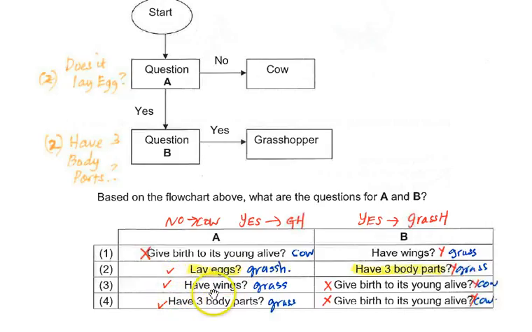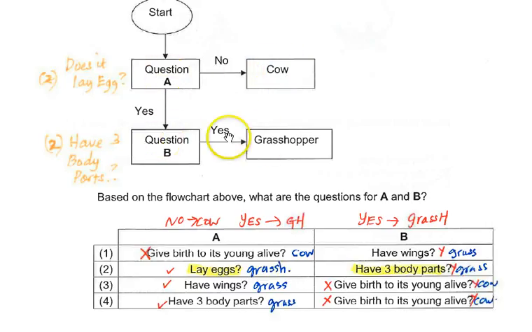But to confirm whether 2, 3 or 4 is the answer, we have to look at the question here. Now, it says, have 3 body parts? Yes. Okay, B says, have 3 body parts? Yes. Grasshopper. Okay, sounds good. Then you look back over here. Lay eggs? No. Cow. Lay eggs?